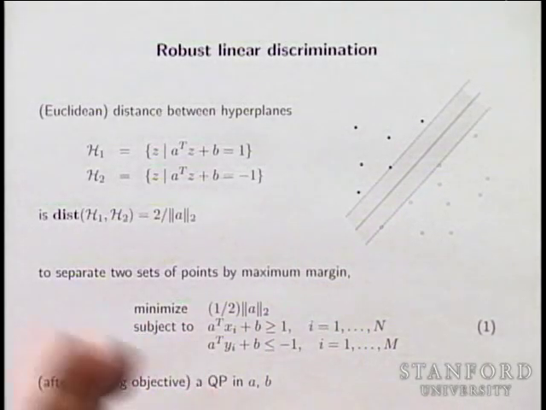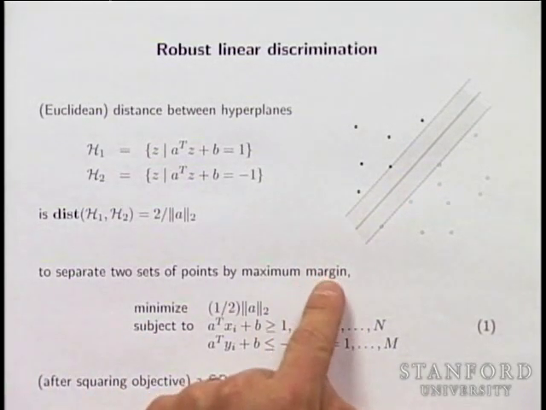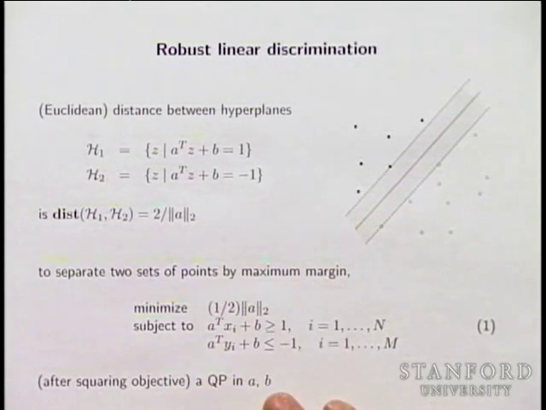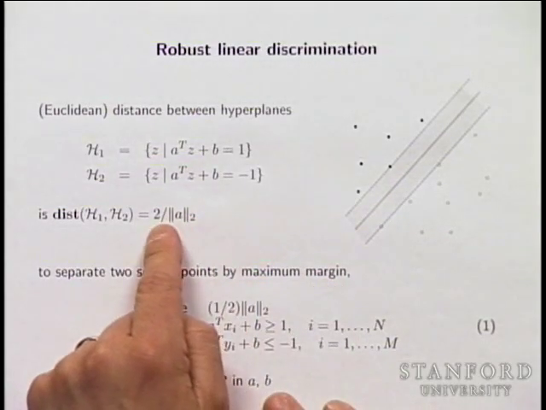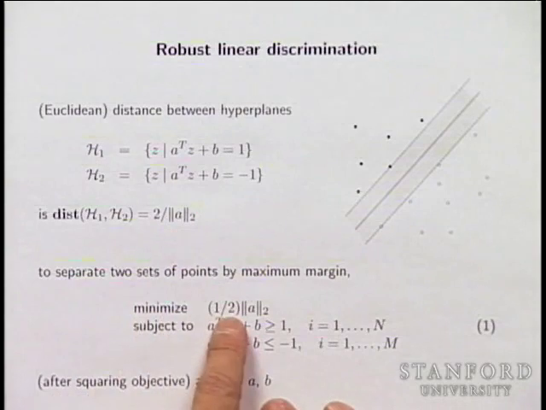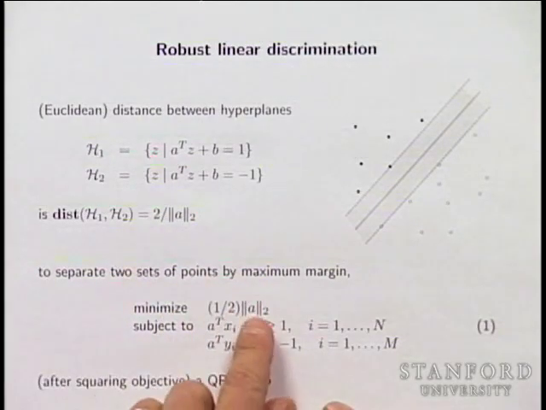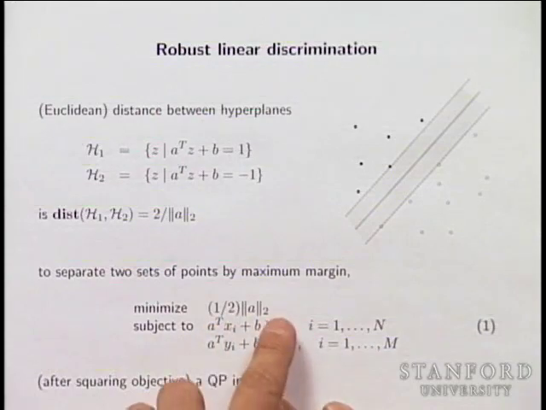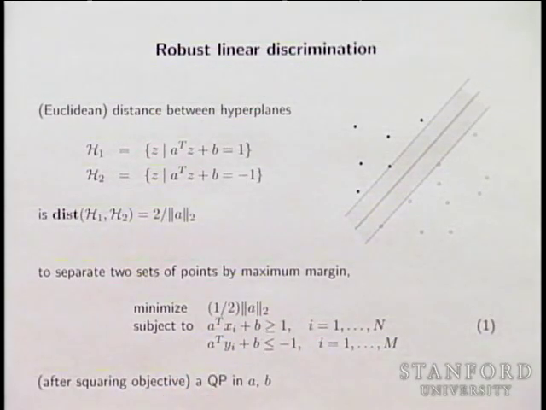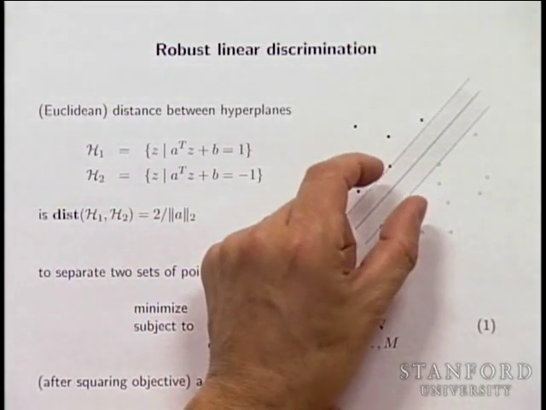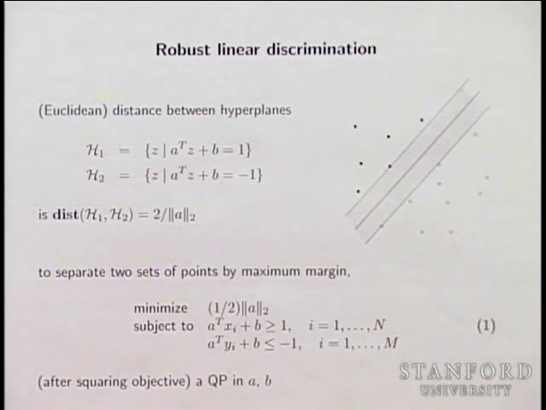So if you want to maximize the margin, maximizing this is the same as minimizing norm A squared, so you end up minimizing 1/2 norm A squared. The 1/2 is irrelevant. This is subject to these inequalities with the 1s and minus 1s. This is a QP in A and B, and it will give you the thickest slab that separates two sets of points.